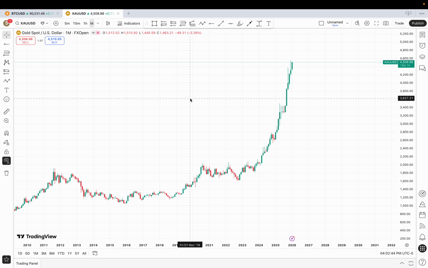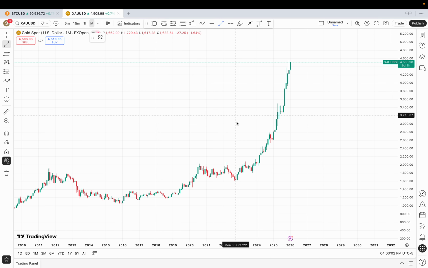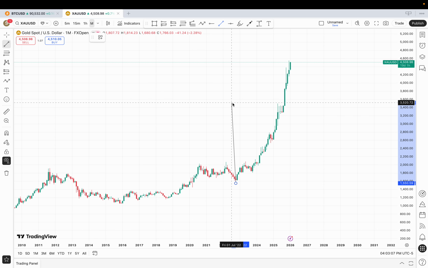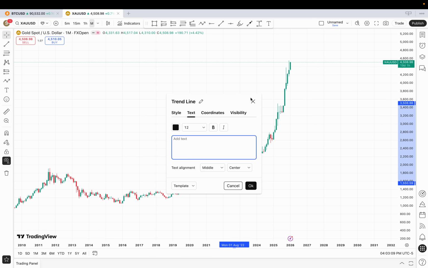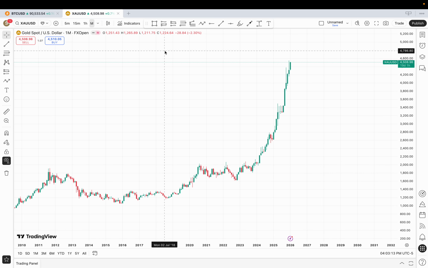Before we start the analysis, this is how I do my top-down analysis so that you can have high probability setups. Go to the 1 month time frame. It is showing that we're still in an uptrend, so there's nothing to worry about. Our bias for the monthly time frame is clearly an uptrend.